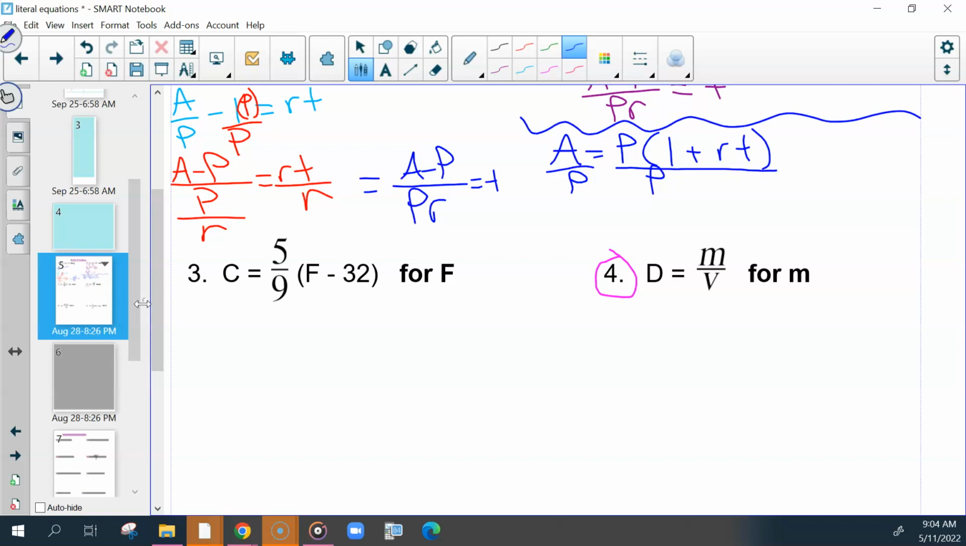Number 4, if we have to solve this for M, it means we need to get rid of Z. How would we do that? Multiply times B. So some of these are not that bad. Some of these have multiple steps. It just depends. That would be our final answer. There's nothing else for us to do because M is by itself.